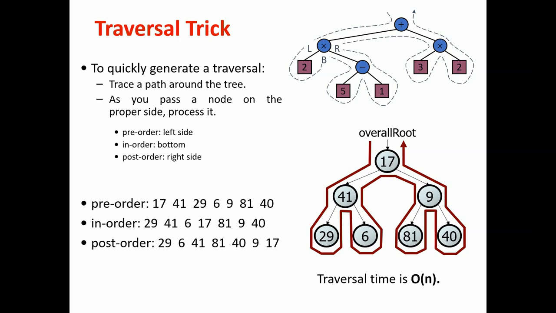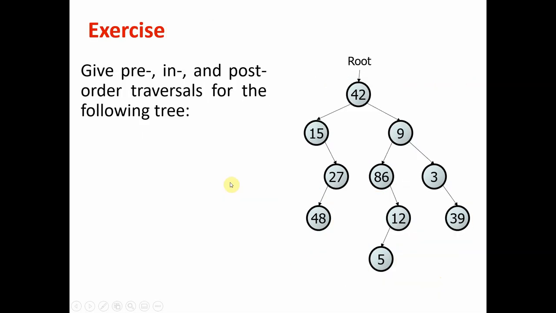One thing that you can easily verify is that the traversal time is going to be of big O notation n. If you have n nodes, any of these traversal methods is going to be big O of n, because we're basically traversing through every node.